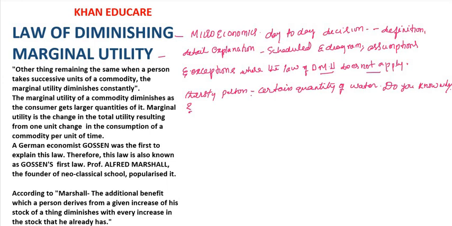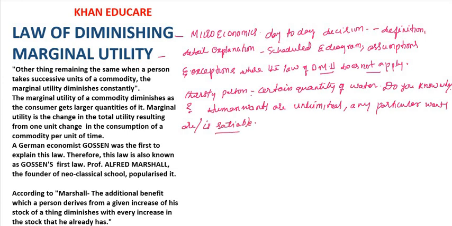It means though human wants are unlimited, any particular want is satiable. Based on this satiable character of human wants, economists formulated the law of diminishing marginal utility. The German economist Gossen was the first to explain this law. Therefore, this law is also known as Gossen's first law. Professor Alfred Marshall, the founder of the neoclassical school, popularized it.